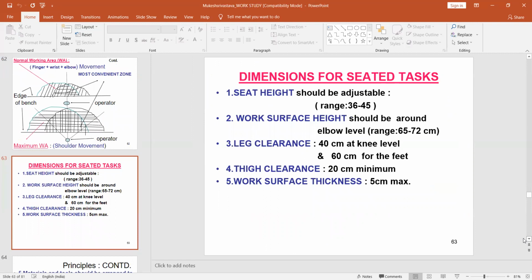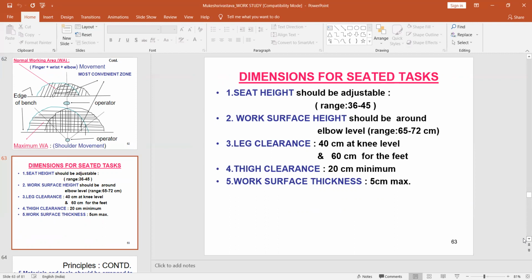These are some dimensions of a seated task. What should the dimensions be? If we say seat height, it should be adjustable, ranging from 30 to 45. Oh sorry, centimeters, we are talking about height in centimeters. Work surface height, meaning the surface on which we are working, should be 65 to 72 centimeters.